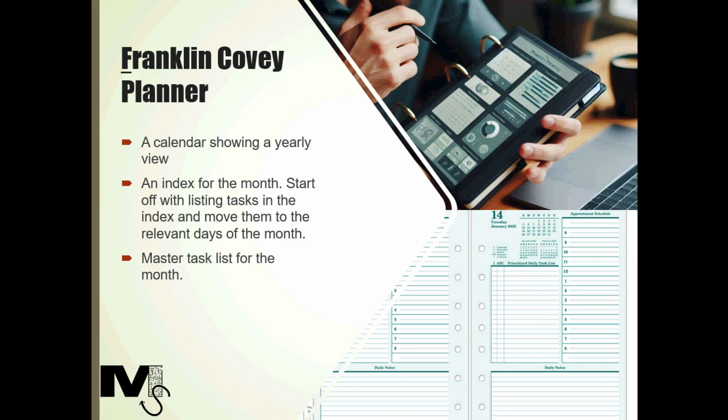The next component is an index for the month and then space for each day of the month. So you start off with listing tasks in the index and then move them to the relevant days of the month. Another component is the master task list for the month. This is where you list all the important professional and personal tasks for the month, indicate if they're completed, and carry the incomplete ones to the next month. So you can see that this is a way to list out tasks that help you move towards your goals, spread the tasks out, help you manage them alongside daily life, and help you organize your life.